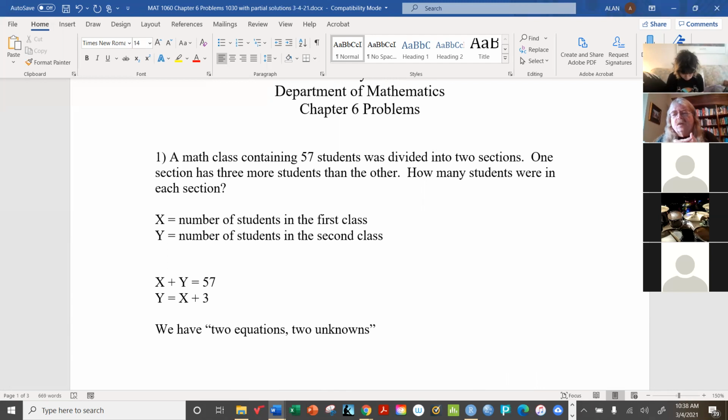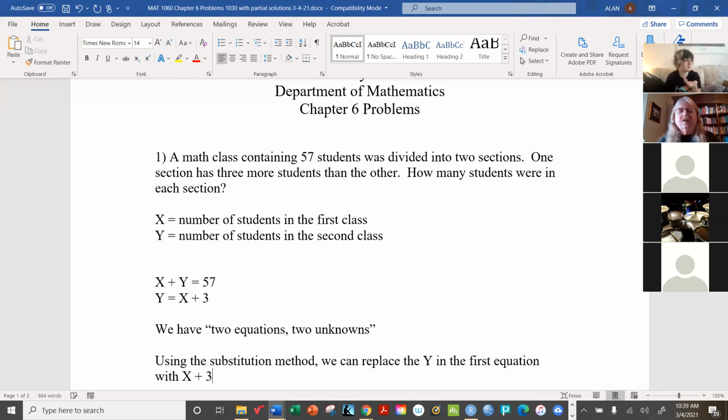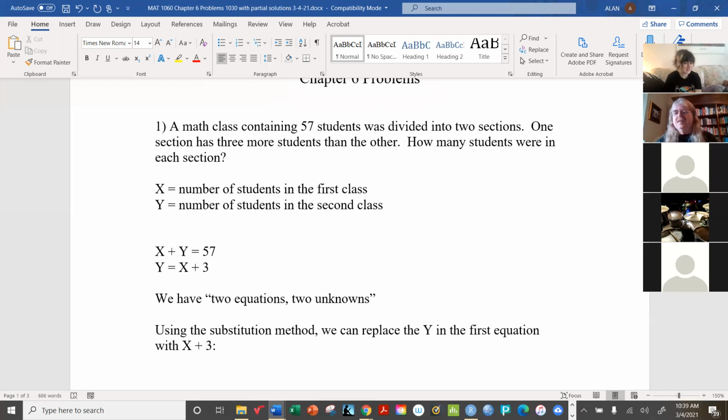If you have 2 unknowns and only 1 equation, that's not enough. We have to have 2 equations to solve for 2 unknowns. Not a problem. Now, there's a few different ways you could potentially go about this, but I find that most of the students that I've had in the last several years are more comfortable with what's called the substitution method. So we'll focus on that right here. And so we'll note that using the substitution method, we can replace the Y in the first equation with X plus 3. Why is that? Because according to the second equation, Y equals X plus 3.